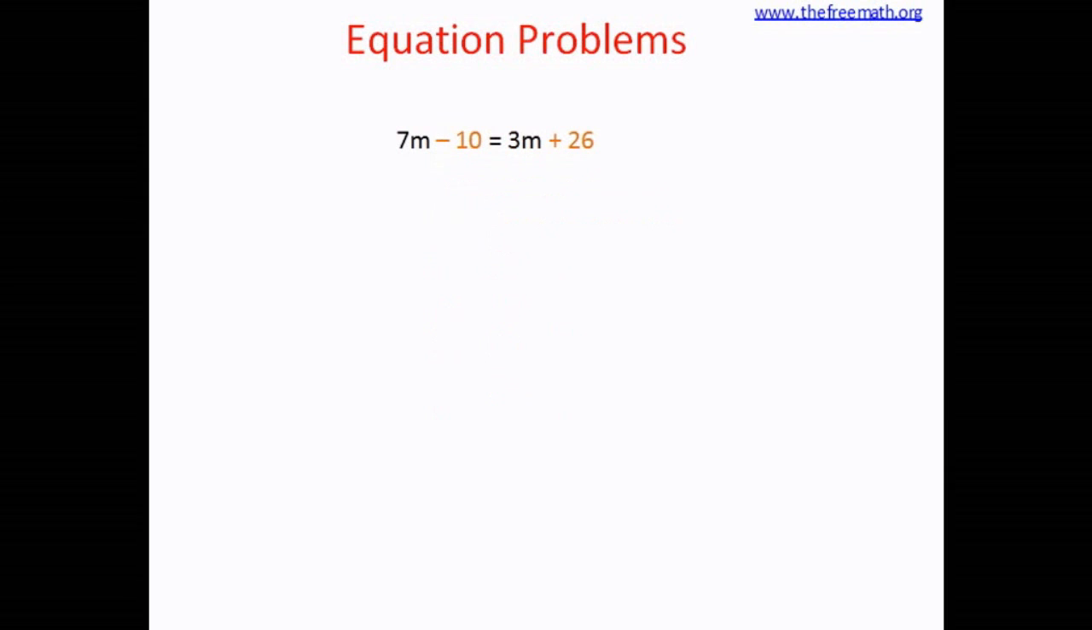Let's look at the next problem. 7m minus 10 equals 3m plus 26. Now in this equation, you can see that the variable is there on both the sides. That means there is 7m on the left hand side and 3m on the right hand side. What we know is that we know how to solve an equation when the variable is only on one side. So let's try to do this. Let's try to get rid of the variable on the right hand side. That means let's try to get rid of 3m.